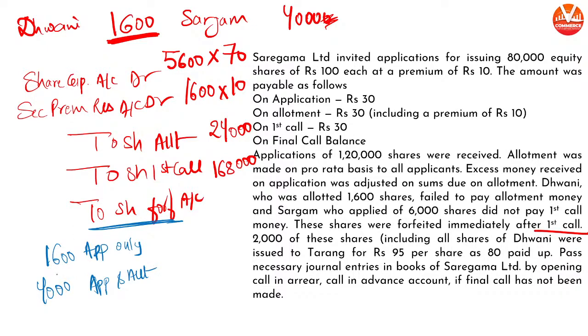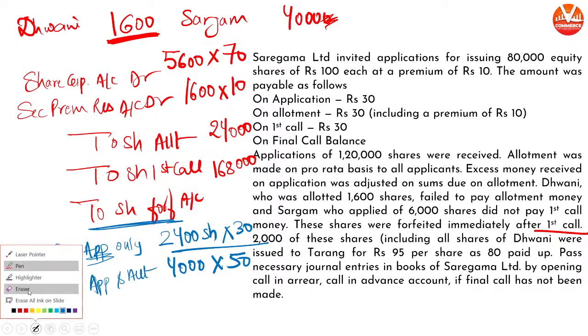So, on these 1600 shares of Dhwani, we have received application, but she paid application money on 2400 shares because she applied for 2400 shares. So 24 multiplied by 30. And on 4000 we have received application and allotment both. So 4000 multiplied by 50, because 30 application, 20 allotment, total 50 rupees are received.